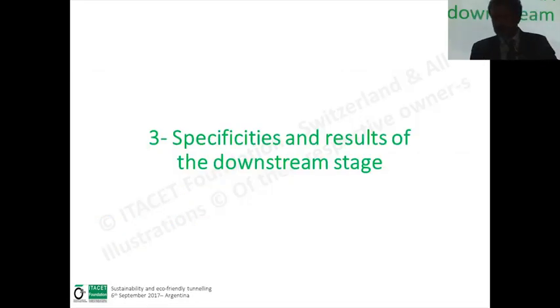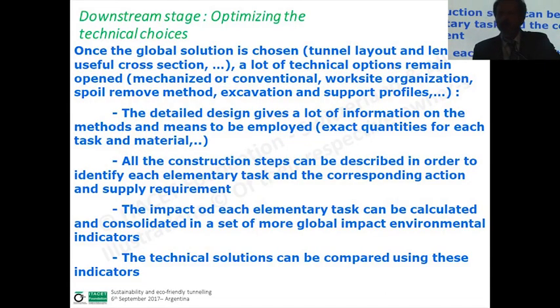Downstream stage. In the downstream stage, you can now optimize the technical choice. The tunnel has been decided. We know exactly where the portals are, we know what we have to do, that's okay. We know the transverse profile, that's okay. It is a 2-lane road, it is a train. We know exactly what we want to do. So now, how do we construct the tunnels?